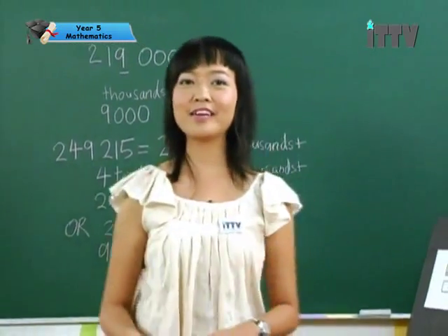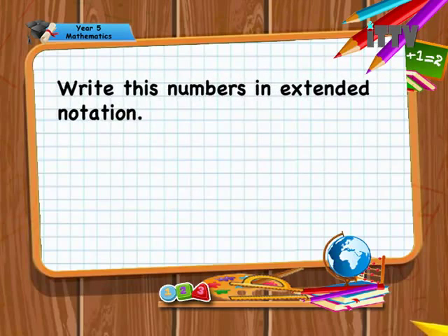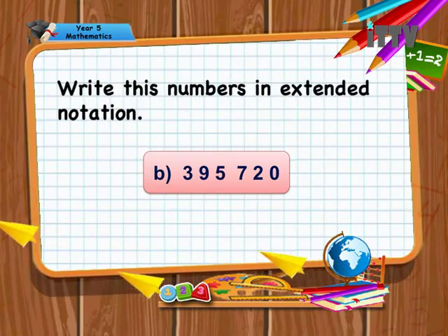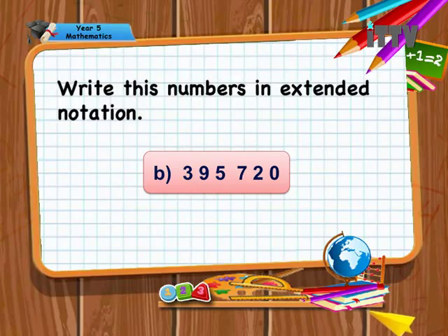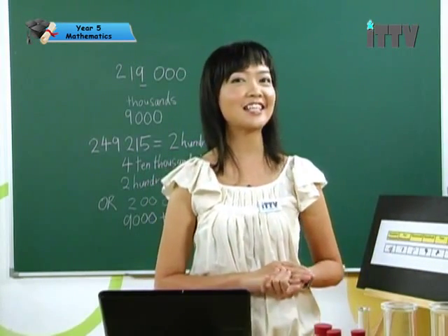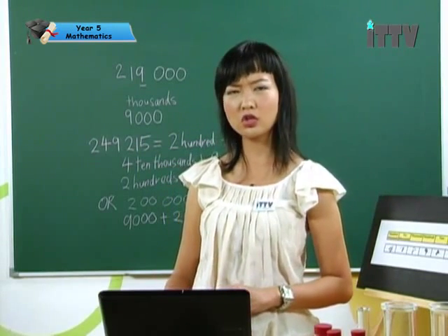Now you got your pen and paper again? Because I'm going to give you another question to try at home. Write this number in extended notation: 395,720. Try it yourself and we'll check the answer together in the next lesson. Alright? Okay, I have another question for you.